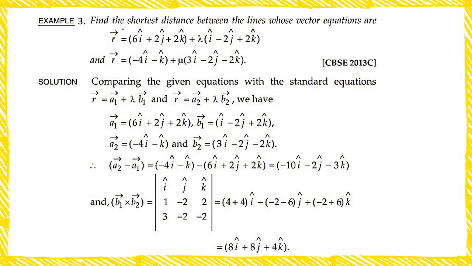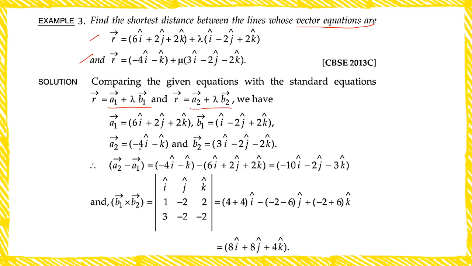Now look at this example. Find the shortest distance between the lines whose vector equations are these two. These two vector equations are given and we have to find the shortest distance. First of all, let's compare the given equations with the standard form, R is equal to A1 plus lambda B1 and R is equal to A2 plus mu B2, and let's find the values of A1, A2, B1, B2. What all do we need? We need A2 minus A1 first of all.